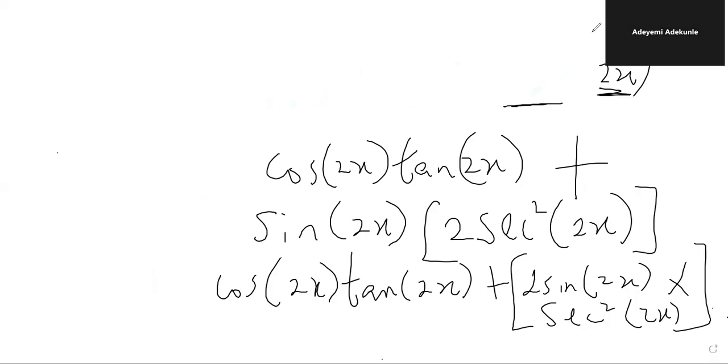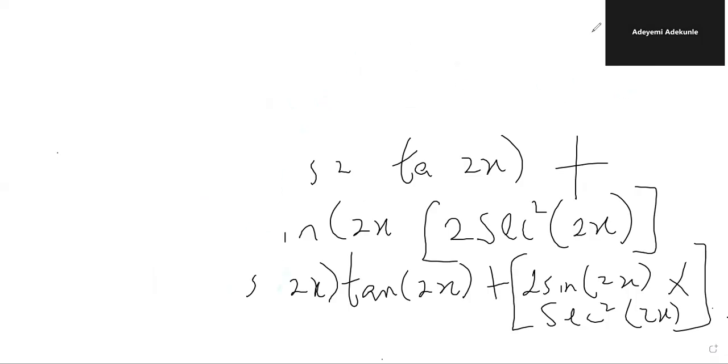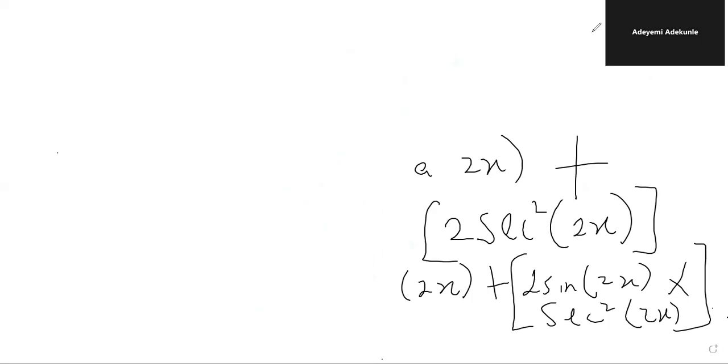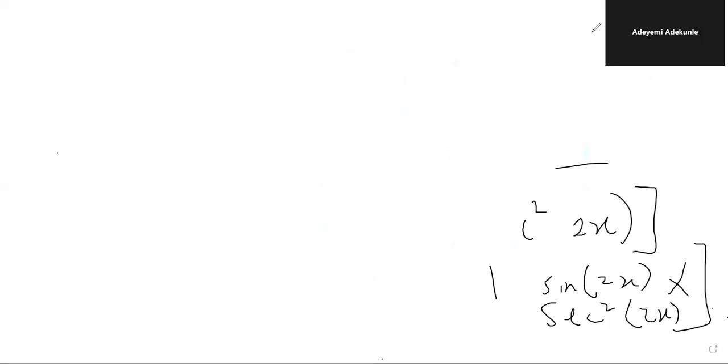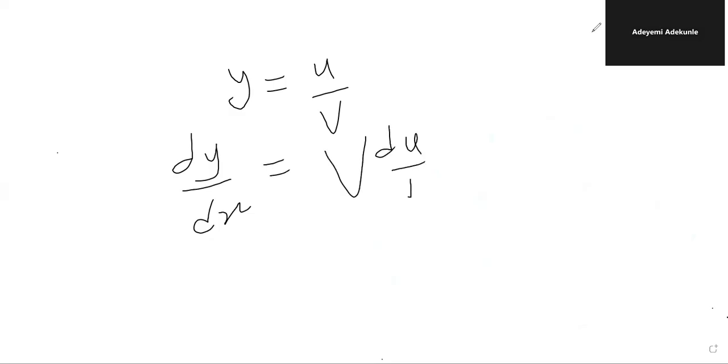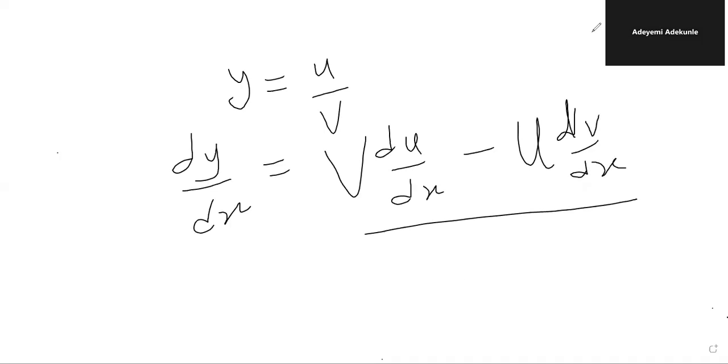Like if you are saying y equals cos x over sine x, or you are saying y equals tan x over e raised to power x. The one that deals with division is always quotient rule. So what does quotient rule say? It tells us that if you have y equals u over v, then your dy/dx will be v du/dx minus u dv/dx over v squared.